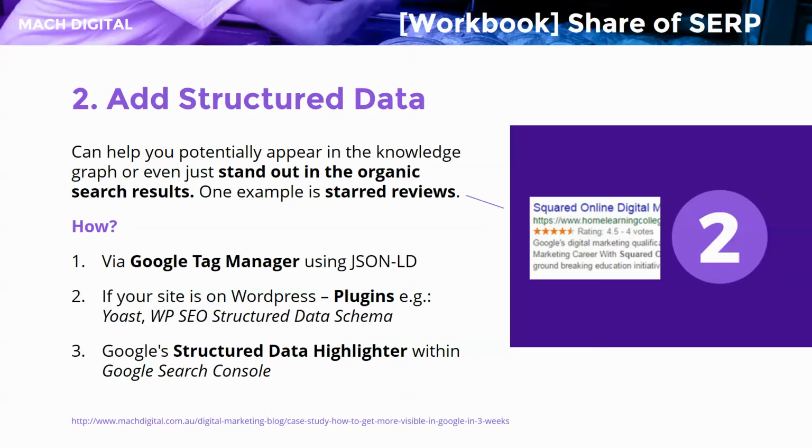The Google Structured Data Highlighter tool is available within Google Search Console, so that's a pretty useful tool as well. It's a UI-based tool where you drag, highlight the section, and enter it in. It doesn't require any code knowledge. That's another way to get structured data into your page. So there's a few options there.